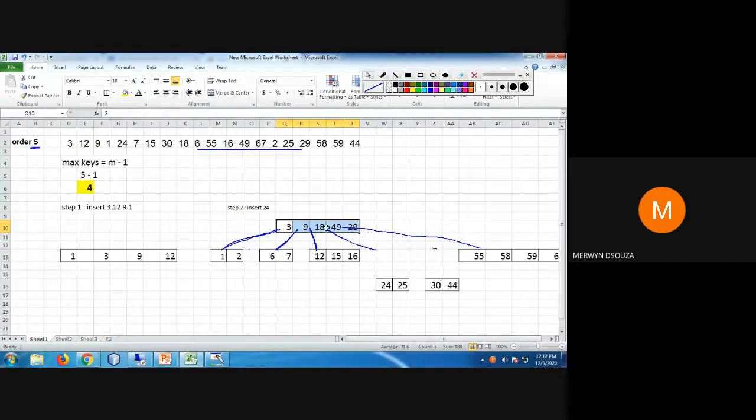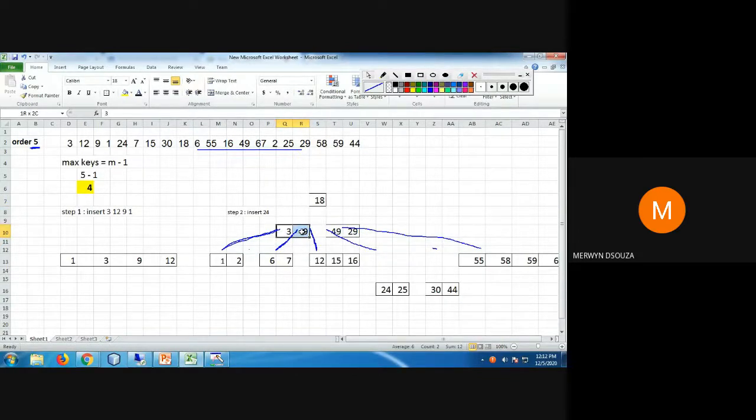So again, when you arrange properly, 18 is the middle. This will go on top. You will get two values here and you will get two values here. So this will be 29, 49. Okay, and you need to rearrange all these branches now. All these branches you need to rearrange.